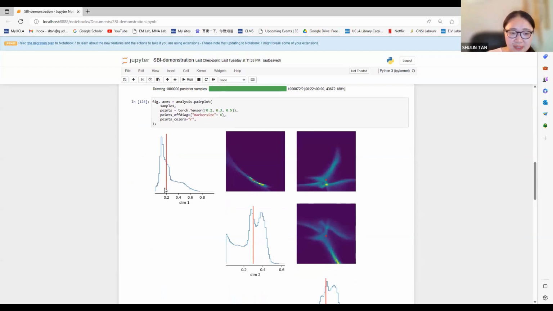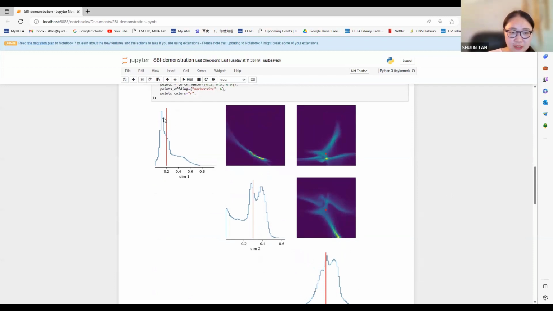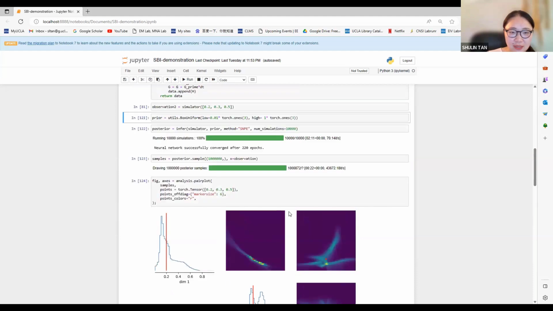Obviously you see that there's some deviation from the accurate data with the distribution that I inferred. So actually, I tried to increase the number of simulations.